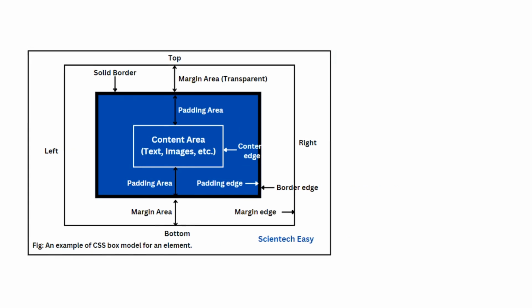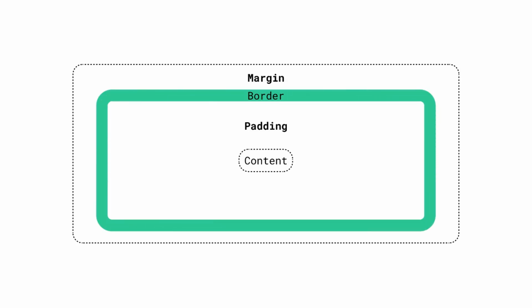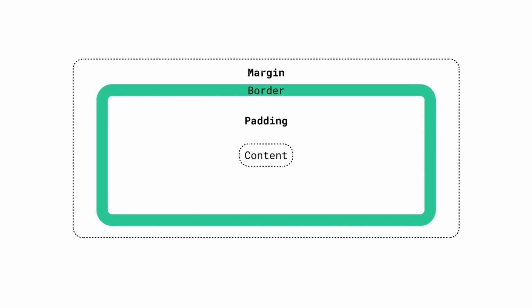CSS uses this model to apply styling and layout techniques consistently, making it easier for developers to manage spacing, alignment, and positioning across various elements. For instance, by adjusting padding and margins, developers control the white space surrounding elements, enhancing readability and aesthetic appeal.